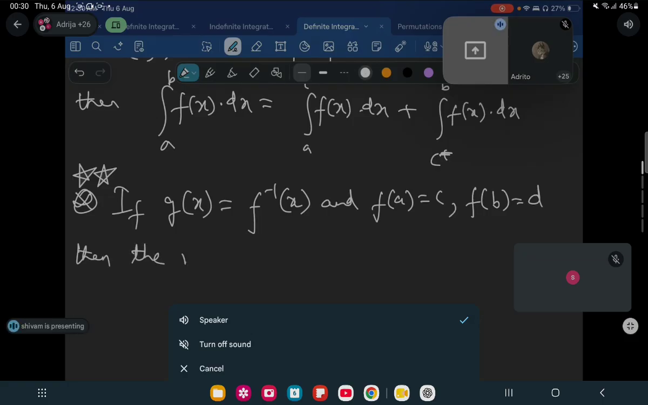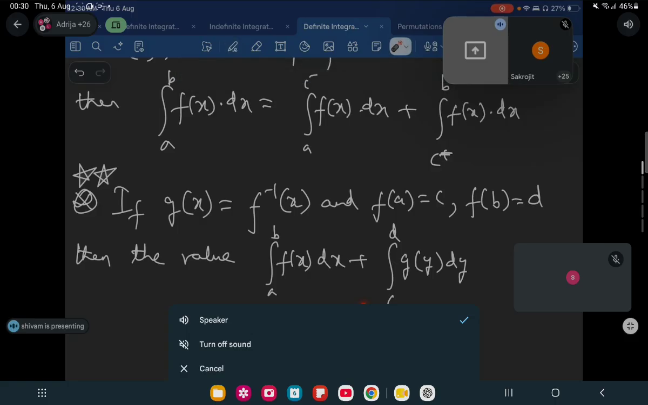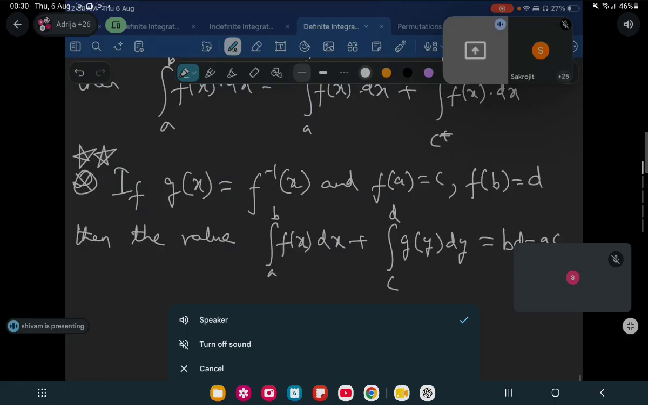pay attention everyone, this is very important. The integral from a to b of f of x dx plus the integral from c to d of g of y dy, where g is the inverse of f. Many people try to integrate this directly. But if you remember this formula, you can do it directly within seconds: BD minus AC. Pay attention. Let us see the proof.